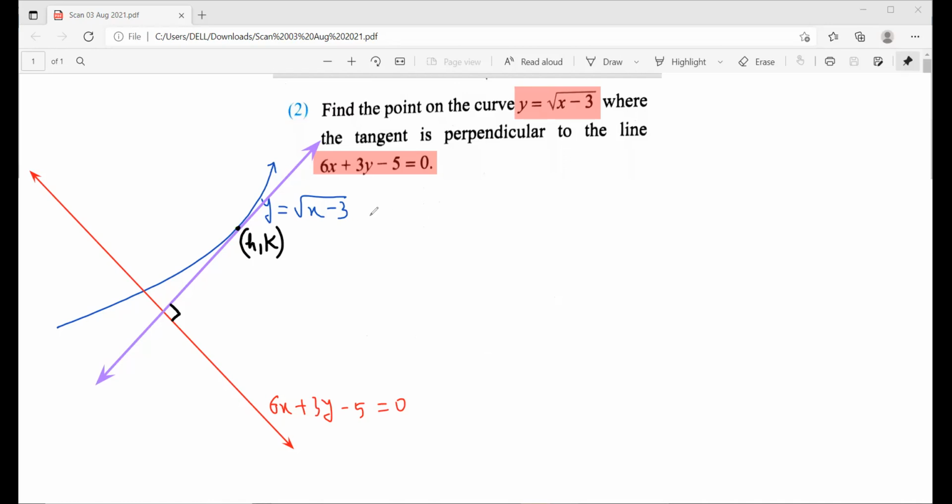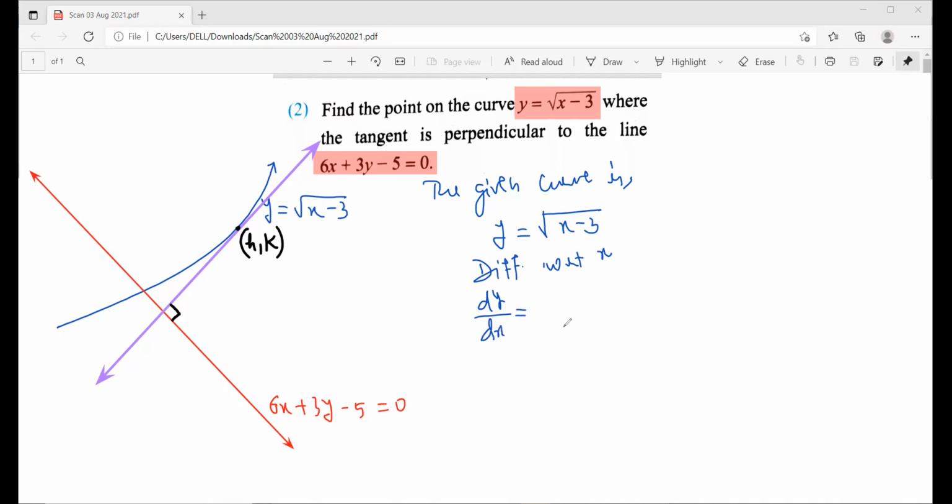See here, I begin my solution with the given curve. The given curve is y equals root of x minus 3. I write here, differentiating with respect to x. So I get dy by dx as d by dx of root x minus 3, that is 1 upon 2 root x minus 3 into the derivative of x minus 3, which is 1 minus 0. So it is that only.